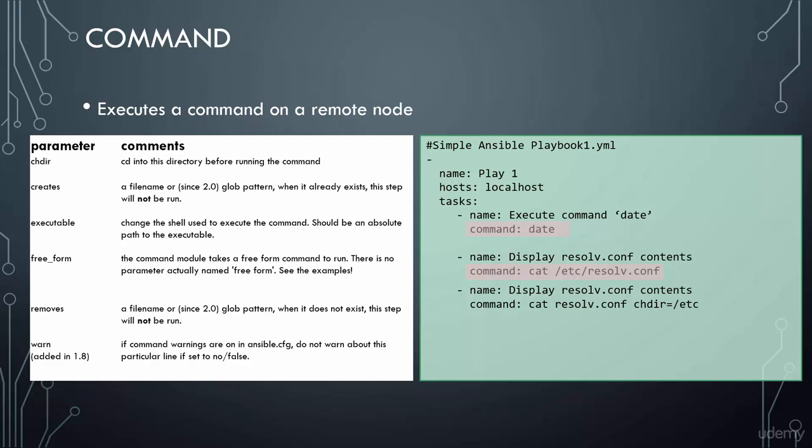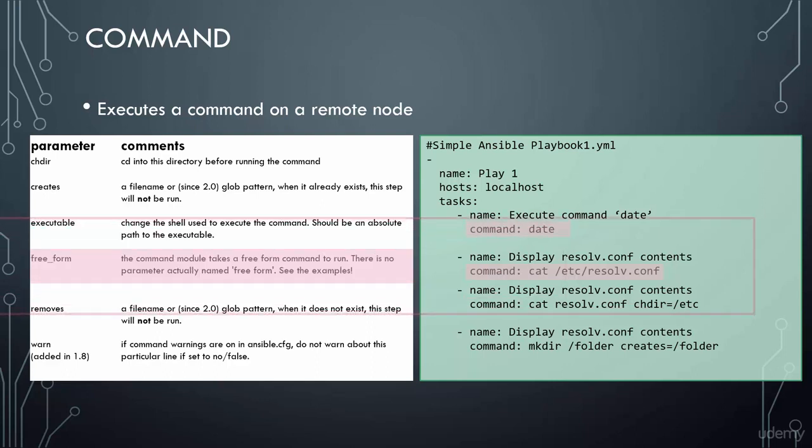The creates parameter is used to perform a check before the command is run. For example, this command to create the folder will only run if the folder does not already exist. The remaining parameters are self-explanatory, so we will skip them except for this one right here called free_form. This is worth looking at as you may see it in different modules. Free form indicates that this module takes a free form command to run. So what does that mean?